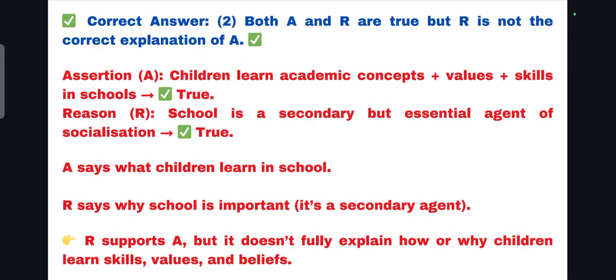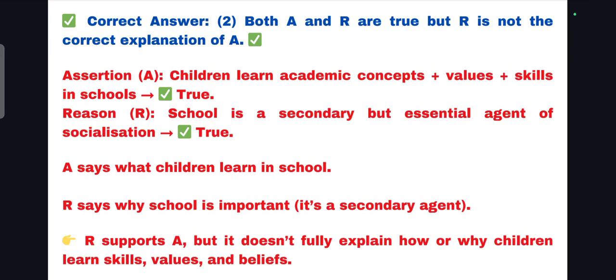So what is the assertion? Children learn academic concepts, values and skills in schools. That is a true statement. Reason: school is a secondary but essential agent of socialization. That is also true. But A says what children learn in school, and R says why school is important. It's a secondary agent. So R supports A, but it's not the correct explanation of A.